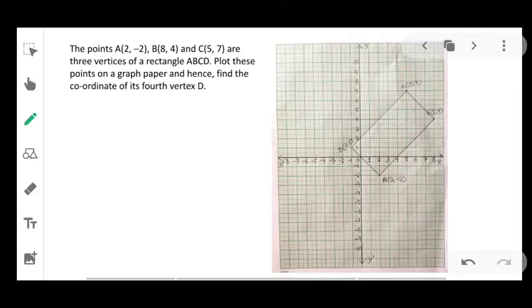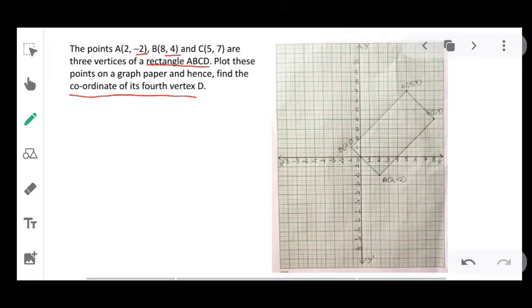Next question. The points A (2, -2), B (8, 4), and C (5, 7) are the three vertices of a rectangle ABCD. Plot these points on a graph paper and hence find the coordinates of its fourth vertex D. So first plot these 3 points A, B, and C.